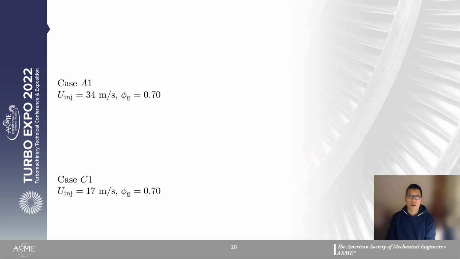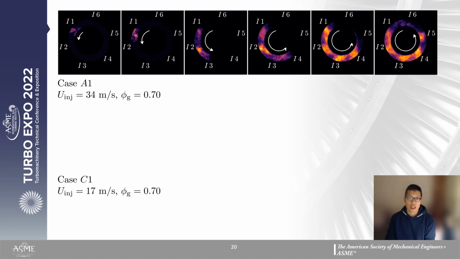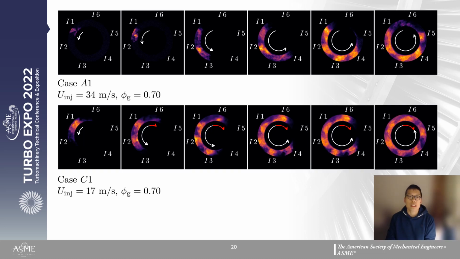Next, we consider how the bulk velocity may also affect the flame propagation direction by comparing case A1 and case C1. In this sequence of images, we see that at a velocity of 34 meters per second for case A1, we have an exclusively anti-clockwise flame propagation, which is unsurprising given that that is the direction of the bulk azimuthal swirl. And in case C1, we see that there is a clockwise flame branch as well, indicated by the red arrow, and this does not just happen on a single occasion.